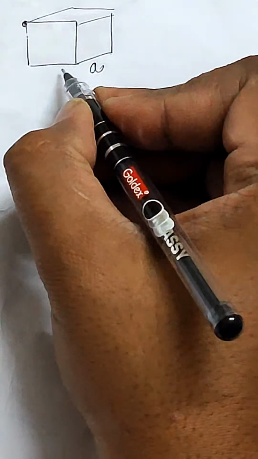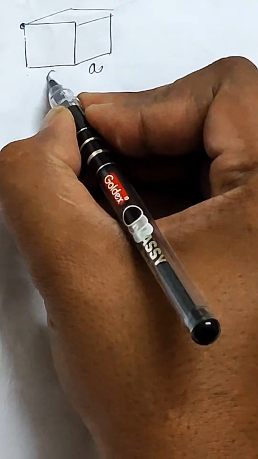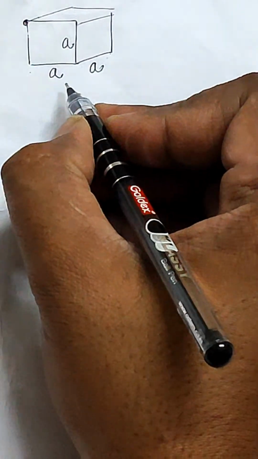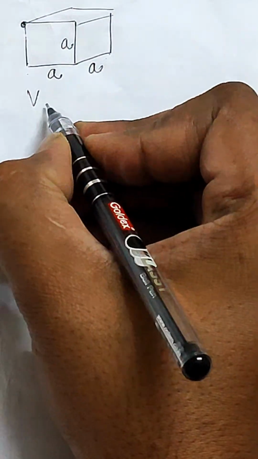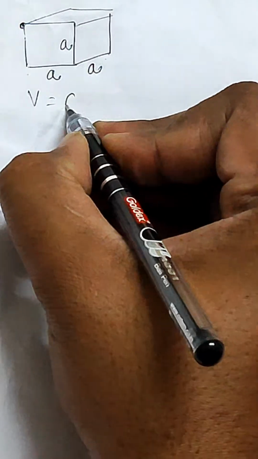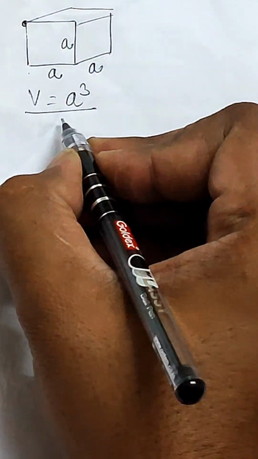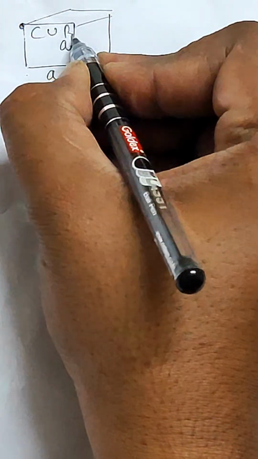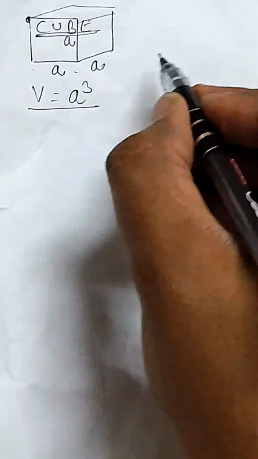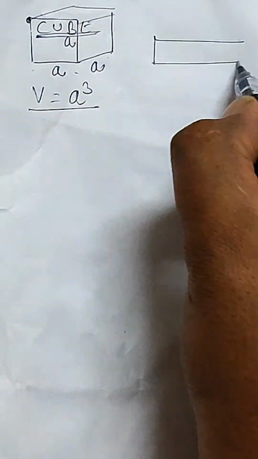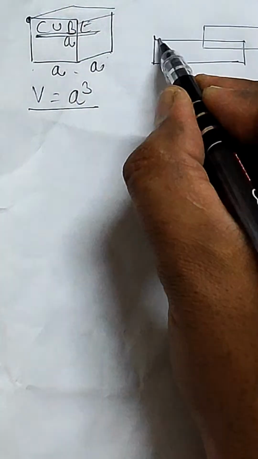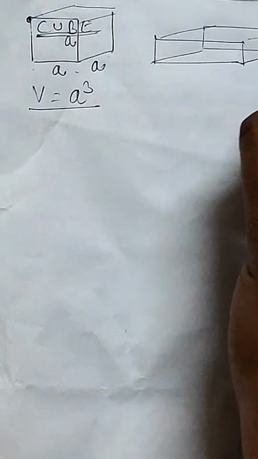If its edge is a, so this is the length a, this is the breadth a, and this is the height a, then L into B into H is the volume of a cube, which is a cube. Volume of a cube is a cube. So this is a cube, right? And for the cuboid, the L, B, H will be three different parameters. For the cuboid, it will look like this, because its length, breadth and height are different values.